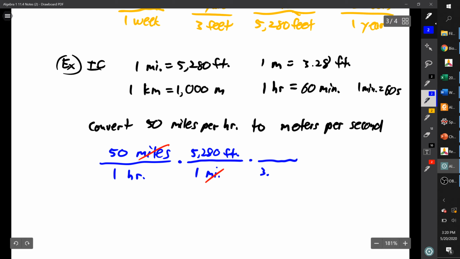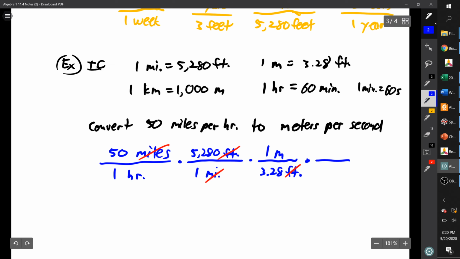So if I put the 3.28 feet on the bottom, now my feet on top and feet on bottom cancel, and 3.28 feet is equal to 1 meter. Cool. Now I have meters on top. That's what I want. But I want seconds on the bottom, and I currently have hours on the bottom. So I've got to multiply again, and get rid of hours.